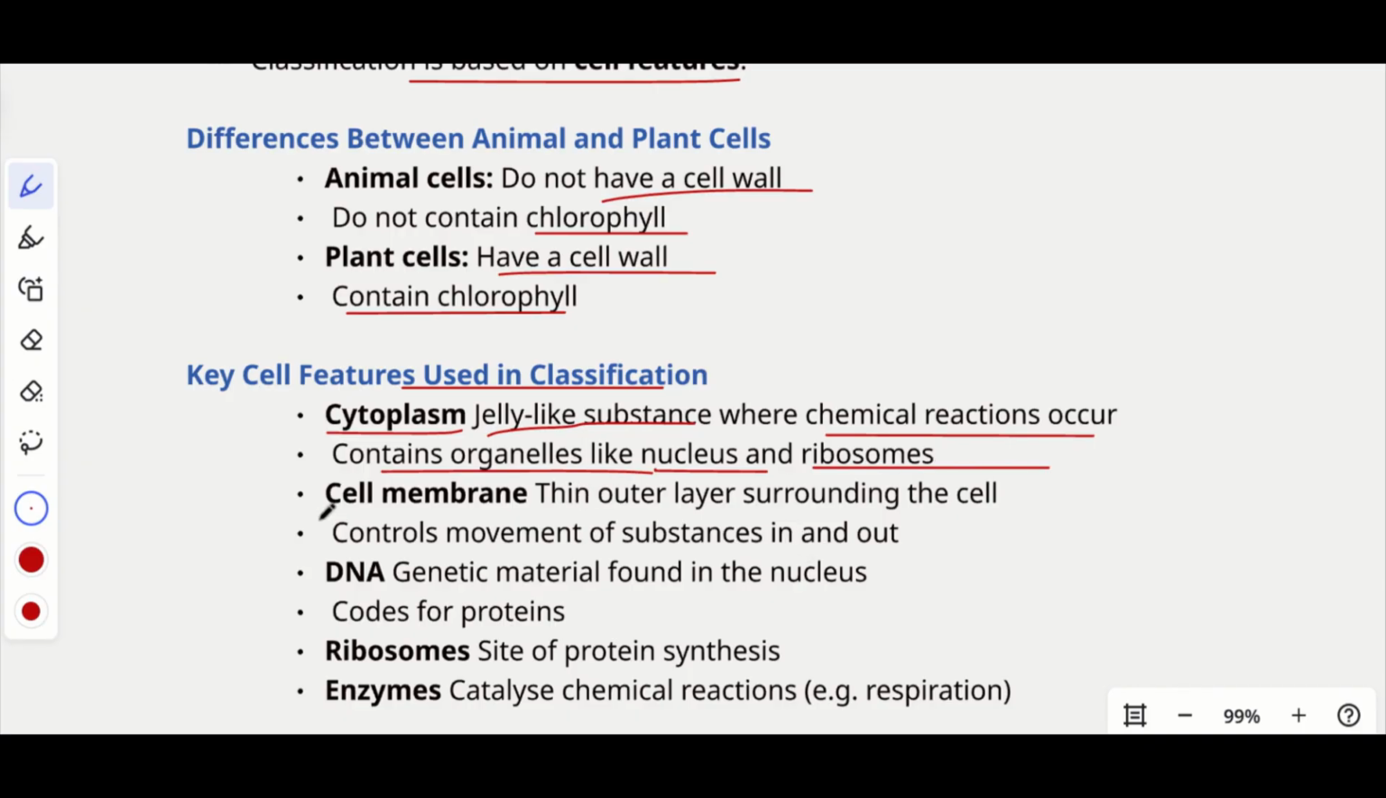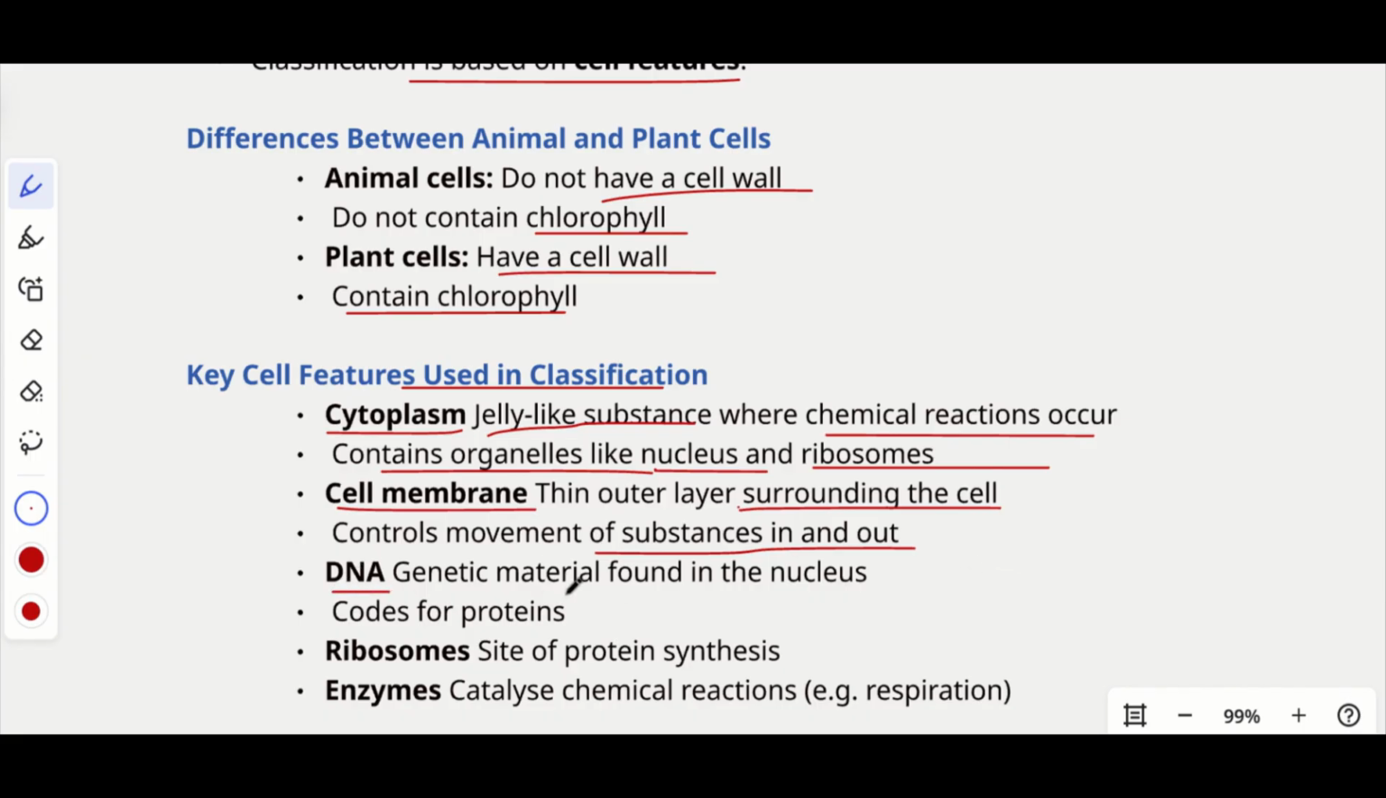Then we have the cell membrane, a thin outer layer that surrounds the cell. It controls what enters and leaves the cell. So what is the function of the cell membrane? It surrounds the cell and also controls the movement of substances in and out.